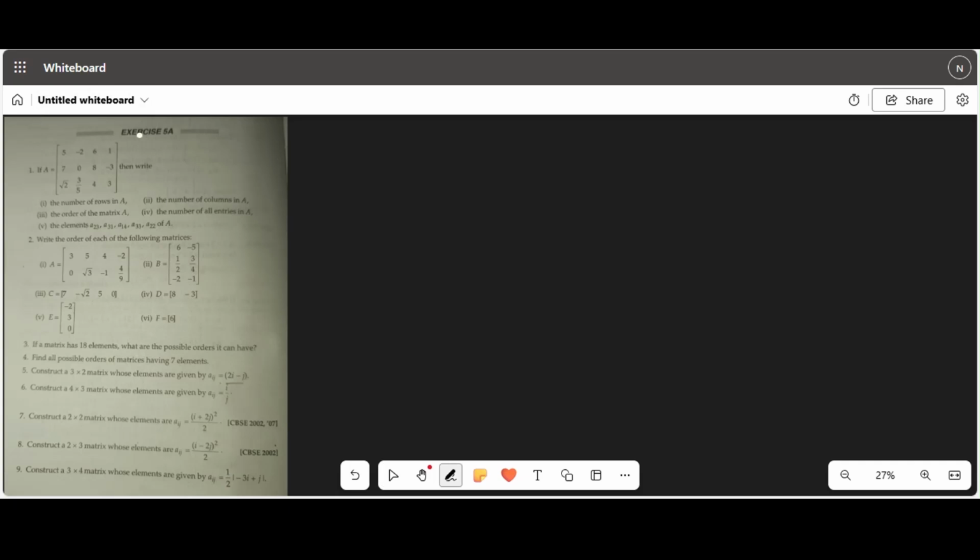So, here is the question written, Exercise 5A. Question number 1: if matrix A has elements, row wise, first row 5, minus 2, 6, 1, second row 7, 0, 8, minus 3, and third row root 2, 3 by 5, 4, 3. Then write, from Roman number 1: the number of rows in A; second, the number of columns in A; third, the order of matrix A; fourth, the number of entries in A; and fifth, the elements A23, A31, A14, A33, A22 of A.